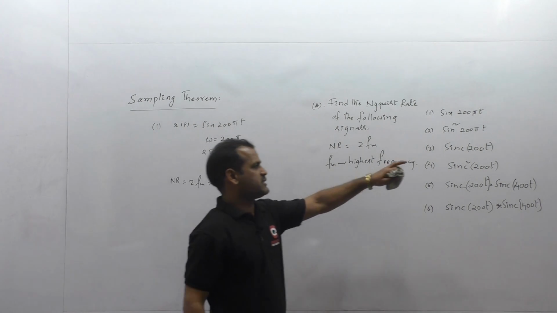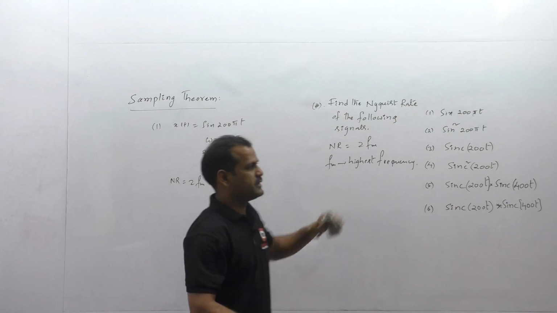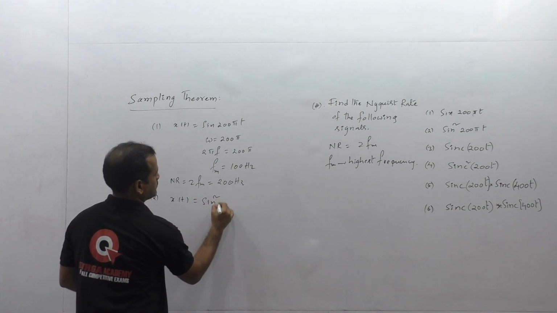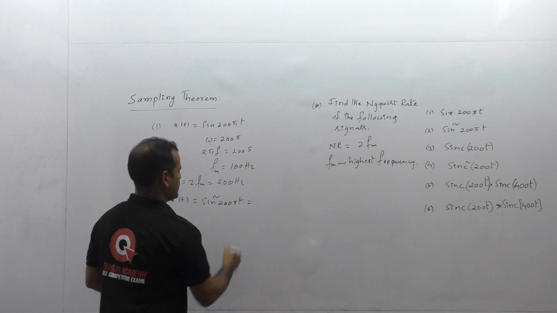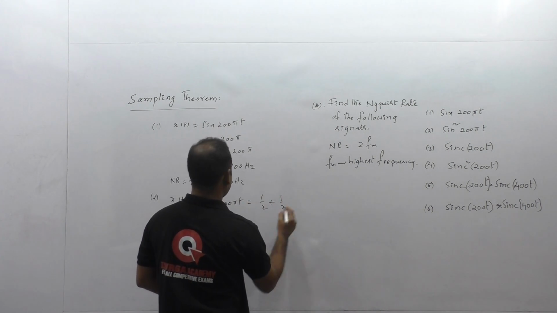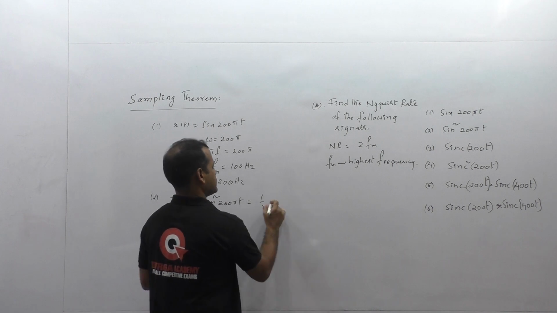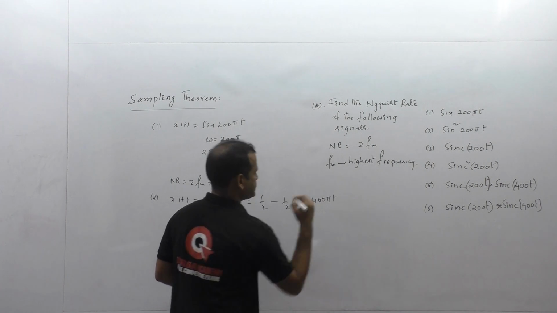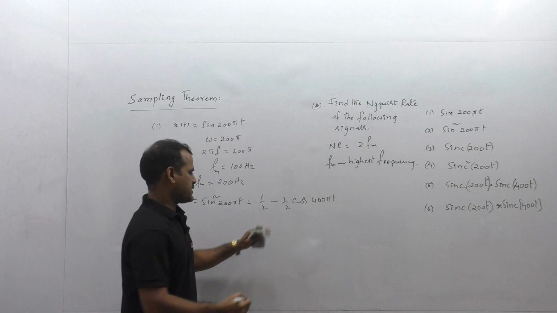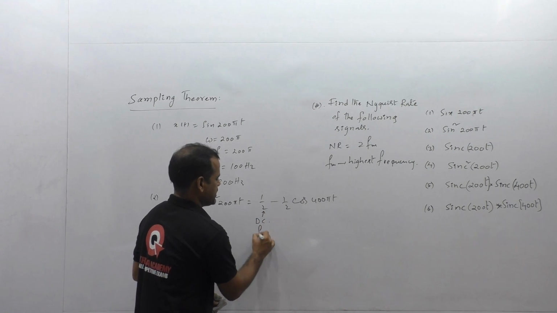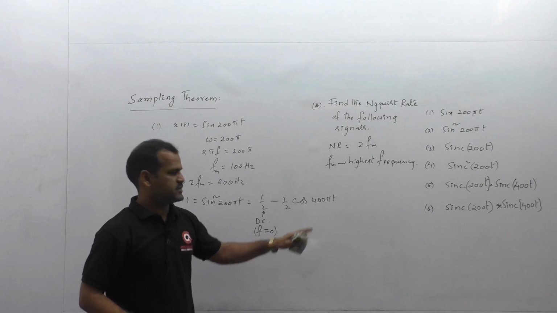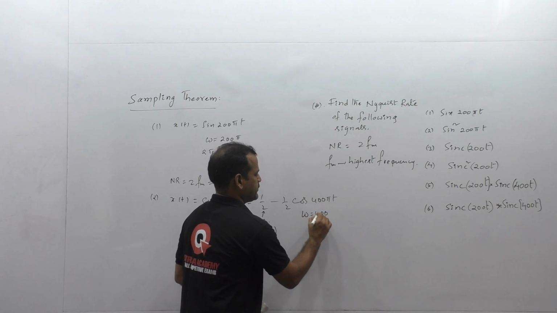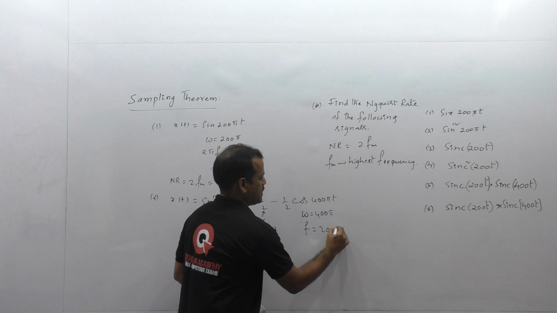Similarly, let us find the Nyquist rate of the second signal, sine square 200 pi t. First we can convert sine square 200 pi t into the form 1/2 minus 1/2 cos 2 theta, so that it is 1/2 minus 1/2 cos 400 pi t. So we have two terms here. The first term is a DC signal, which means the frequency is 0, and for the second term we have omega equal to 400 pi, so the frequency is 200 Hz.